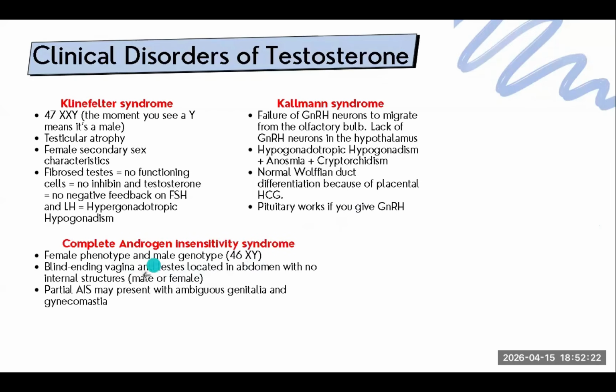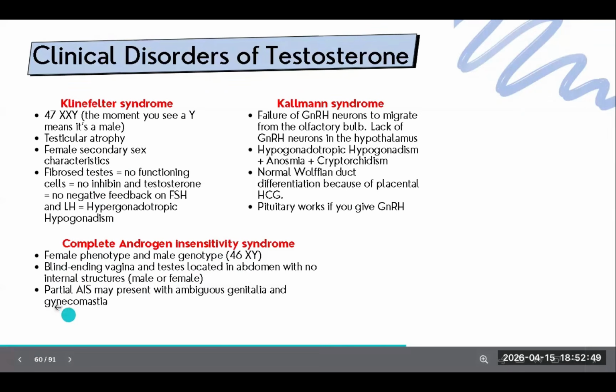Then we have CAIS, quick revision, we already mentioned it. Patients would have a female phenotype, female external genitalia, and female secondary sex characteristics. However, their genotype is completely male, 46XY. They would have a blind-ending vagina, and the testes are located in the abdomen with no internal structures, no female or no male internal structures at all. In the partial condition, not complete, partial AIS, the patients may present with ambiguous genitalia and gynecomastia.